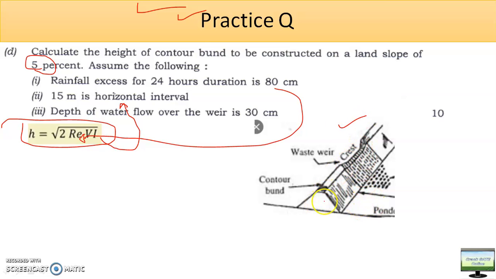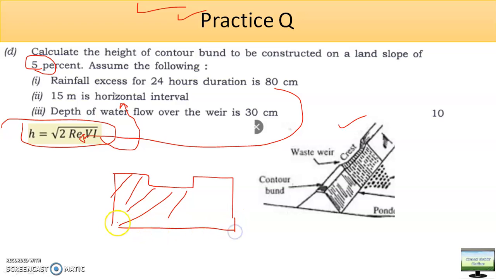Just see this picture. This is the bund. Let me take one cross section. Suppose this is the cross section. It is not a typical bund cross section. After calculating h, what we calculate is this side. This is the height of water that has to be retained behind the bund. This h is the retention height. This much height of water you want to retain.